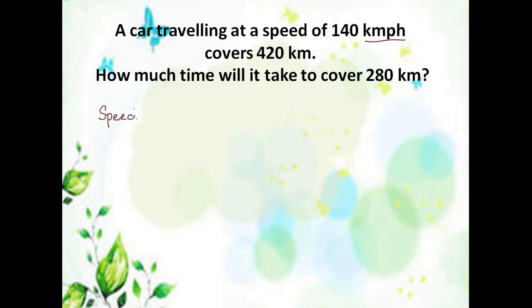Speed is equal to distance divided by time. I am writing this one in the form of a fraction. Or you can use speed is equal to distance by time. From the first sentence, a car traveling at a speed of 140 km per hour. So the speed S is equal to 140 km. Instead of per, I am just drawing a line like this. Per hour, you can write in this way also.